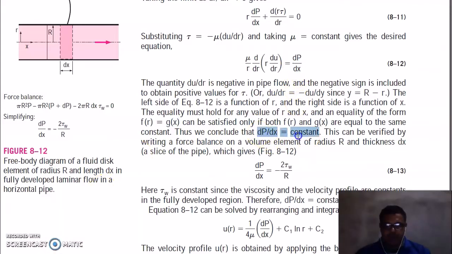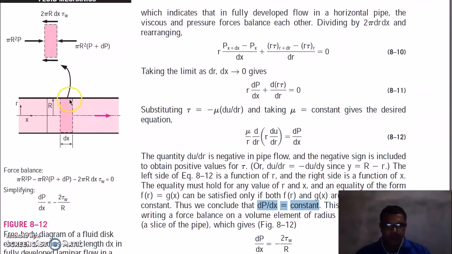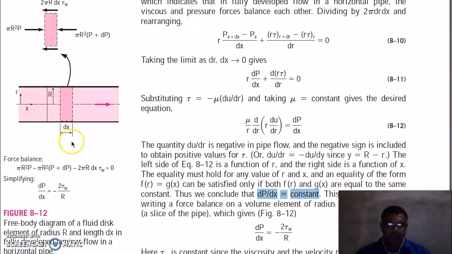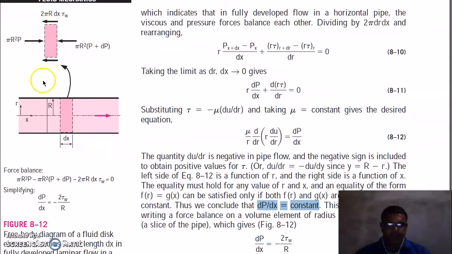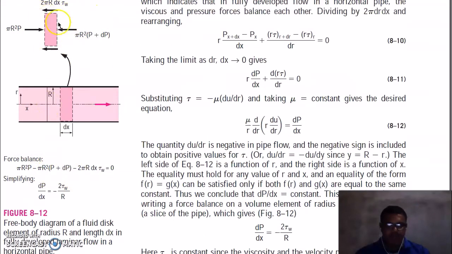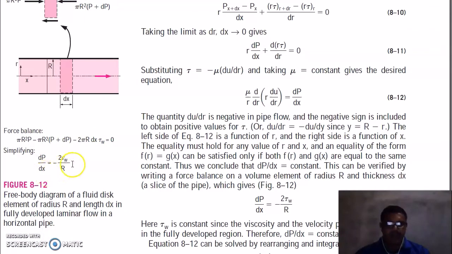This can also be proved if you take a small element here, with pressure on this side p and pressure on this side p plus dp. The area is pi r squared for this element, and this is the shear stress on the surface of this element, whose perimeter is 2 pi r into dx, which is the surface area of this ring, or you can say this disc element. Now if you balance these three forces, you will get this. This is in this direction, so we take it positive. This is negative, and this is also negative, so the sum is equal to 0. When you solve it, you will get dp/dx equals minus 2 tau_w / R. Now the wall shear stress is constant, and R is constant, so dp/dx must be constant.